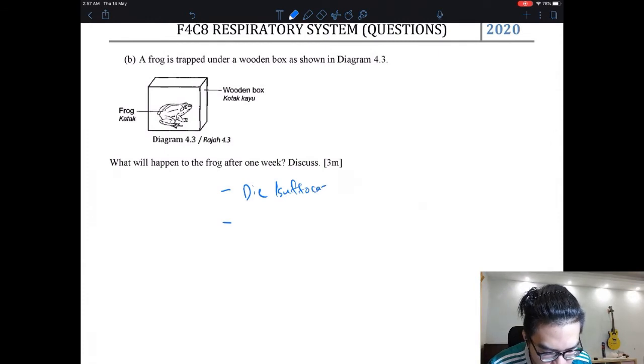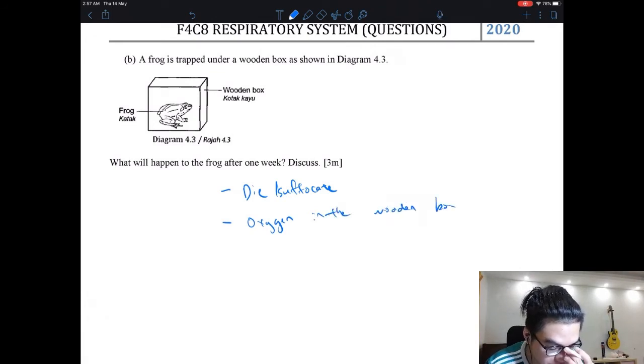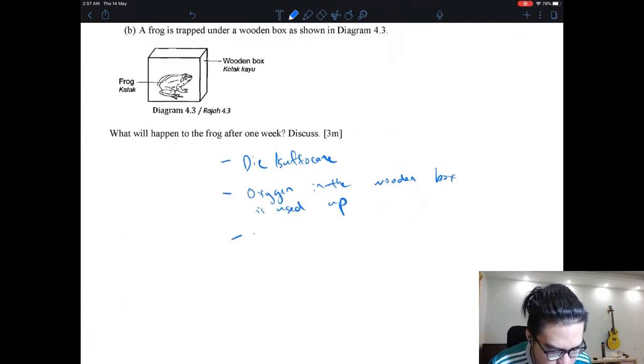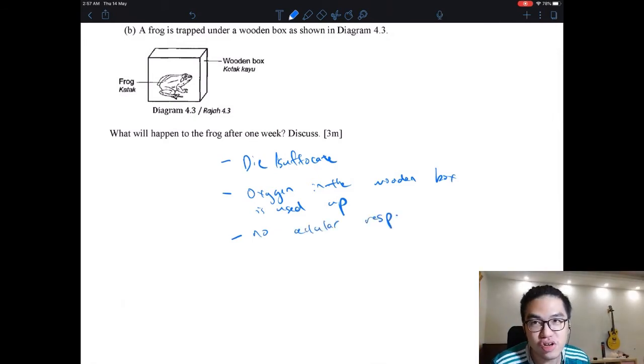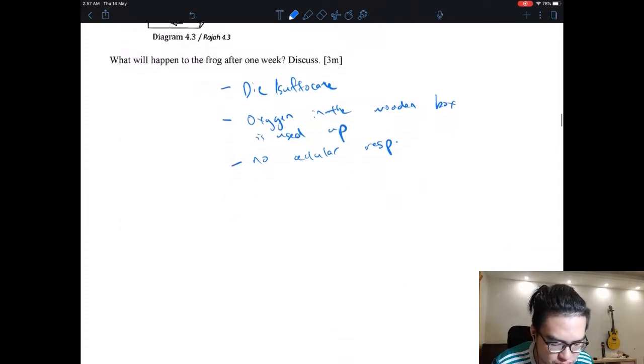Okay, why? You can say oxygen in the box is used up. Okay, so no cellular respiration. Okay, one week, that's a long time. Although the frog is not very active, still one week is a very long time.